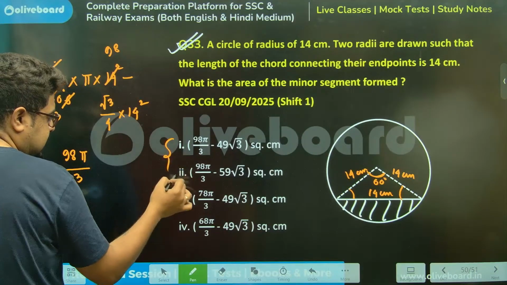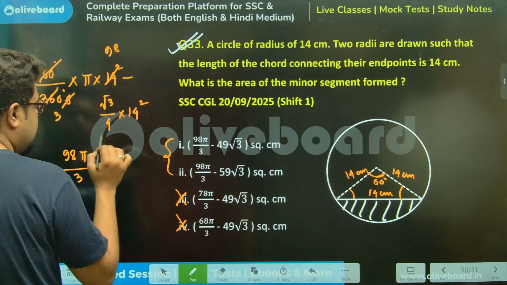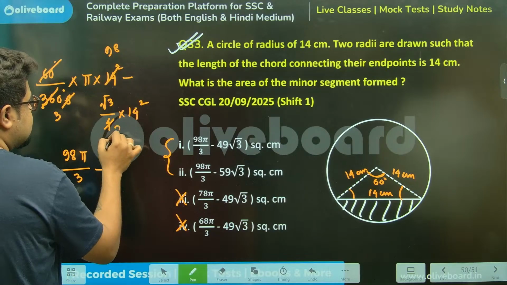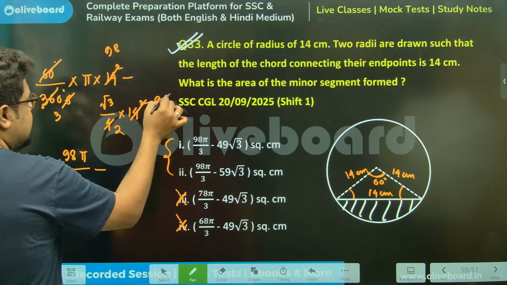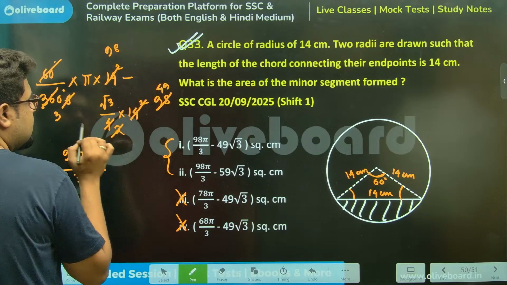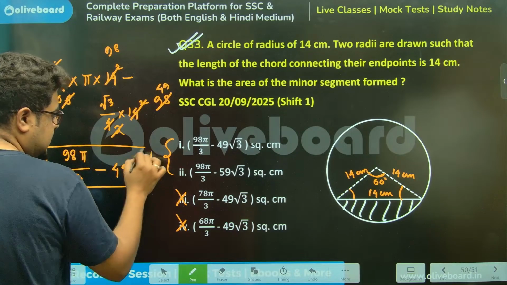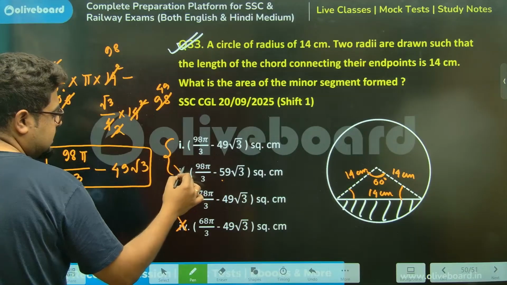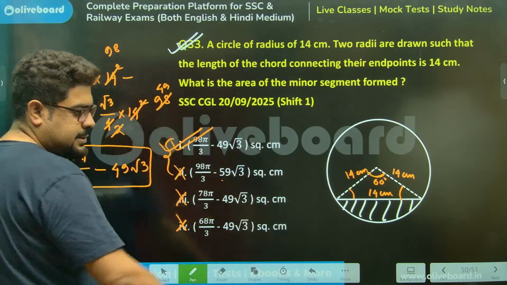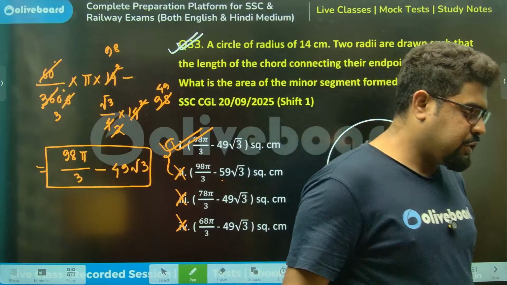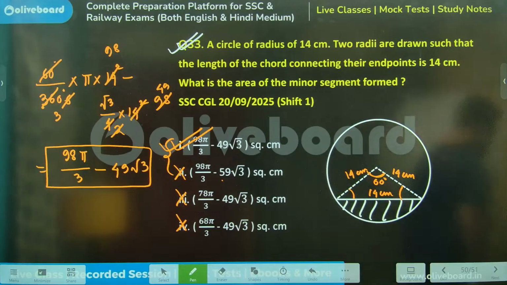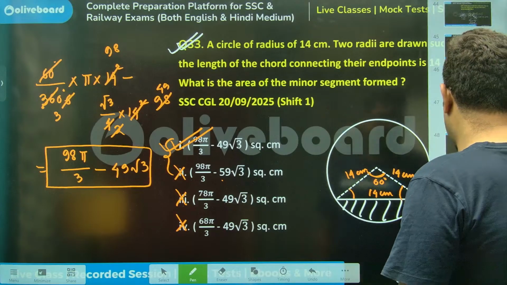So the answer is either 1 or 2, not 3, not 4. Minus, again I have to do this. This is 2, this is 98, this is 49. So 49 root 3. This is my correct answer. Answer is option number 1, sir. And that is done and dusted. This question done and dusted, sir.